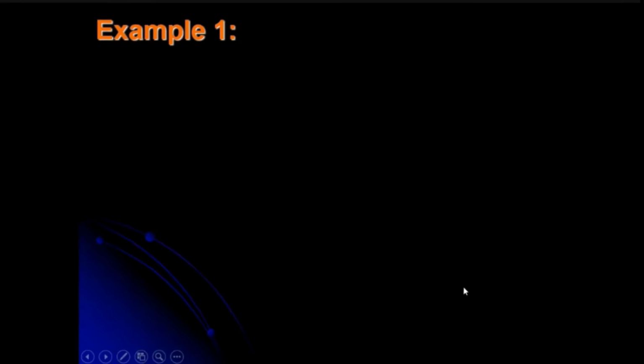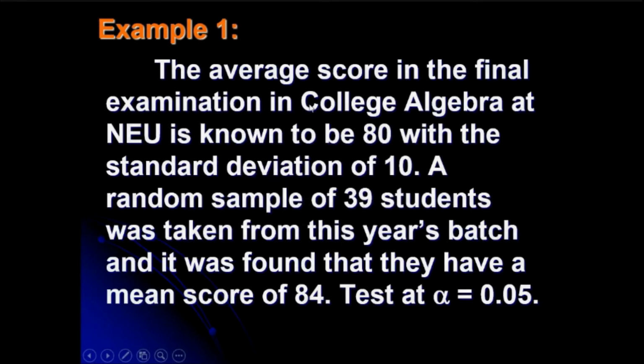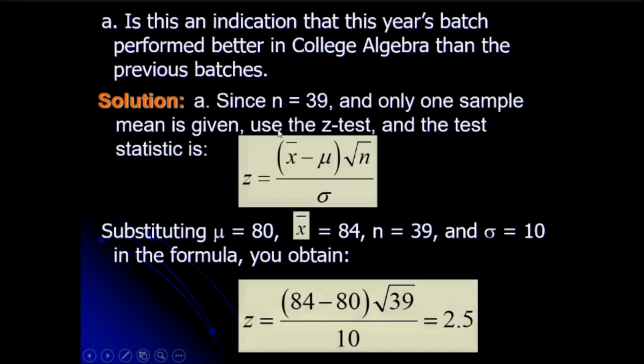Let's start with an example. The average score in the final examination in college algebra at NEU is known to be 80, with a standard deviation of 10. A random sample of 39 students was taken from this year's batch, and it was found that they have a mean score of 84. Test at alpha 0.05. So the question there is: is this an indication that this year's batch performed better in college algebra than the previous batches? So that's the question.